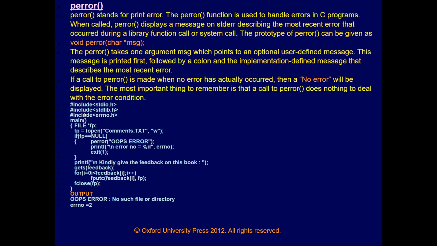So we have this example. If the file opening fails, what happens? These are the library functions we are using. This one is errno, which holds the error code associated with the last error. And if the file opening fails, what happens here? "Oops, error." Or else, what happens?